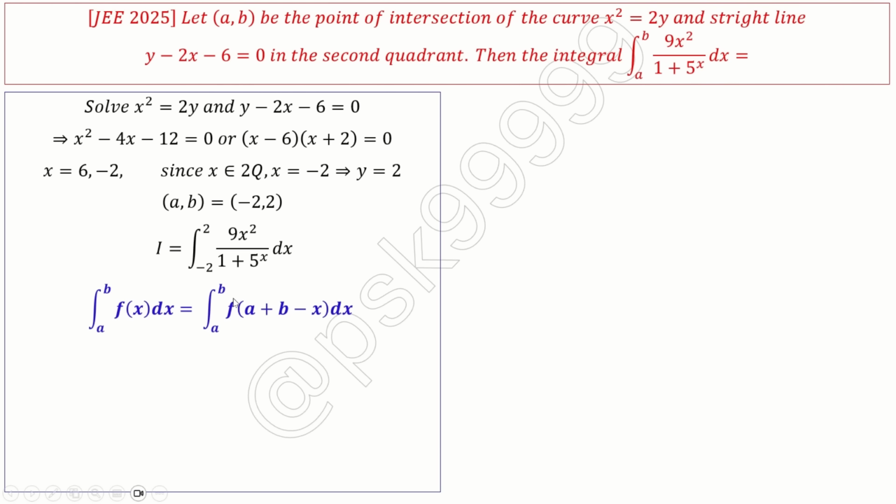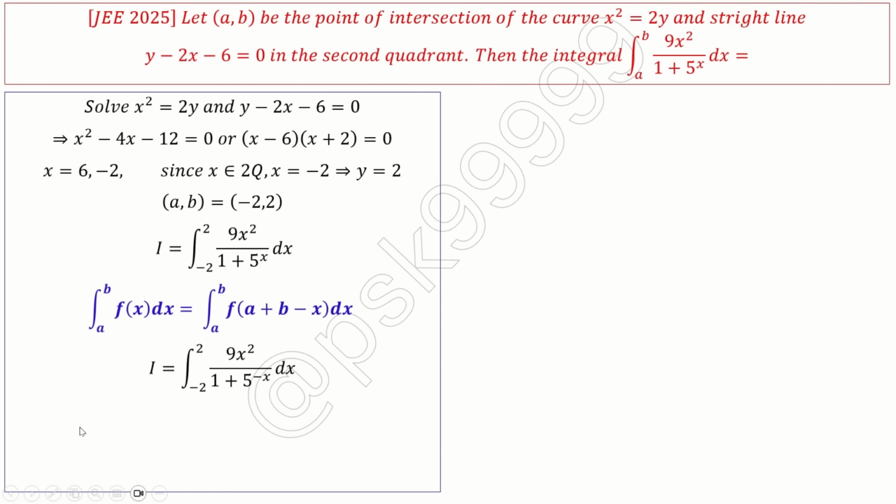Now if I apply this one here, minus 2 plus 2 is 0, so 0 minus x. So in place of x I am replacing with minus x. So my integration will become integration from minus 2 to 2, 9x square, this is same, divided by 1 plus 5 to the power of minus x dx. Okay, so now if you see, numerator is same, denominator has changed.